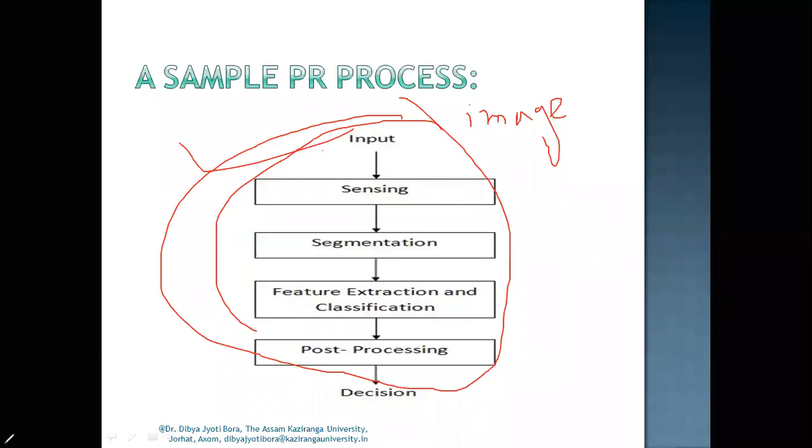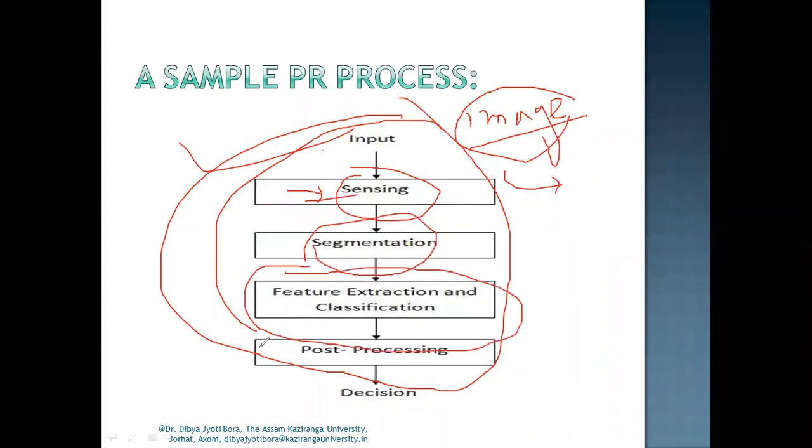Okay, so what I have said is that for images, this will be a more perfect one. Input, then sensing, which you already know because you will use it throughout your project. Then what is segmentation? And I'm not going to explain these things again and again. Feature extraction and classification, then post-processing, then decisions. Okay, this is one more diagram for the pattern recognition process.